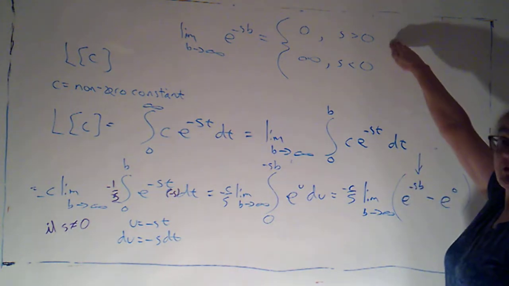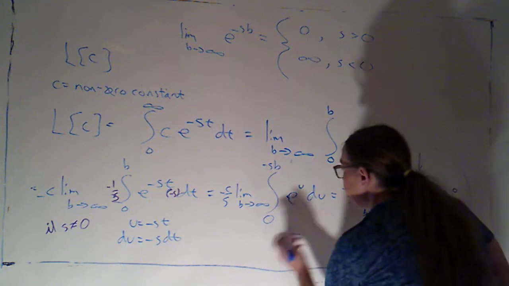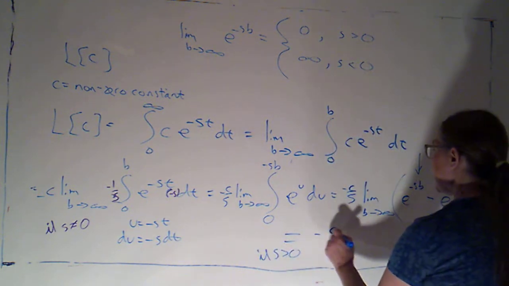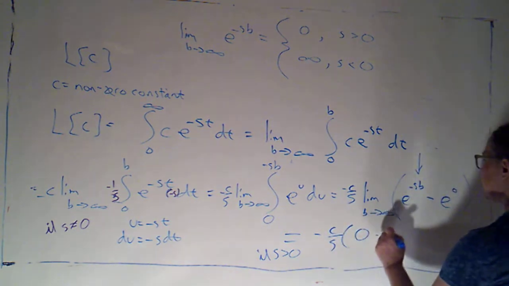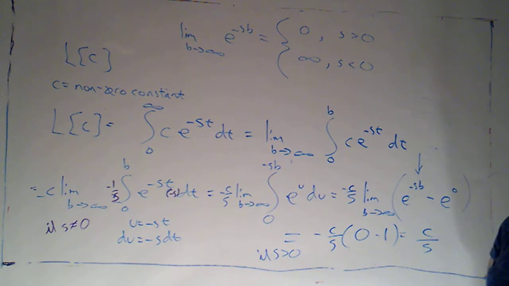If s is positive, we're going to get convergence. Let's see what we get if s is bigger than 0. So if s is bigger than 0, then I can say I'm getting negative c over s times 0 minus 1, which is just going to be c over s.